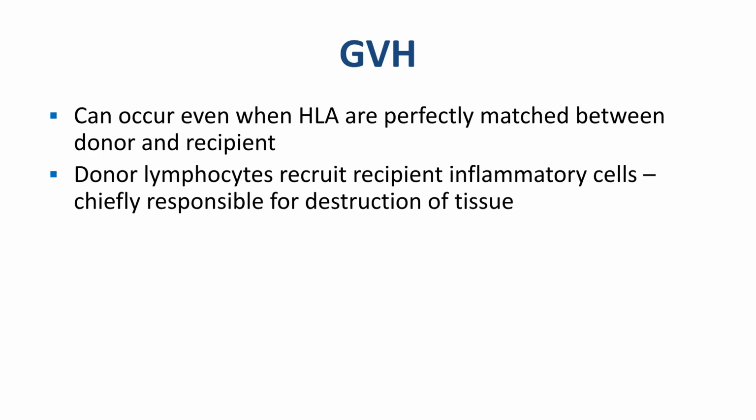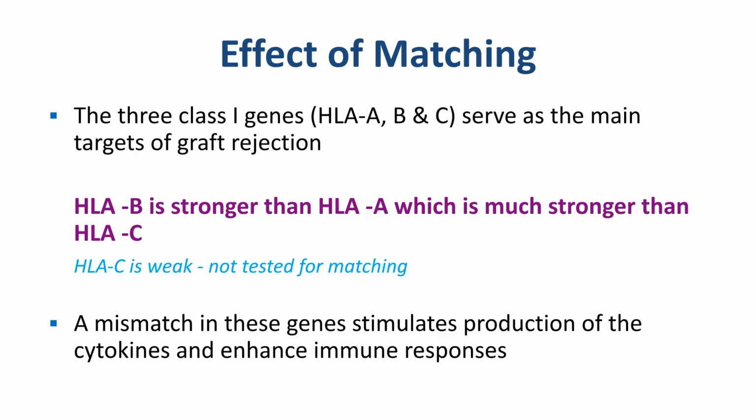This occurs because of minor histocompatibility antigens. These are proteins encoded by genes outside the MHC complex that differ between individuals. The mechanism involves donor lymphocytes recognizing recipient minor histocompatibility antigens as foreign. These activated donor T cells recruit recipient inflammatory cells, including macrophages and neutrophils. Ironically, the recipient's own inflammatory cells become the chief mediators responsible for tissue destruction, recruited and directed by the attacking donor T cells. The degree of HLA matching significantly impacts transplant outcomes.